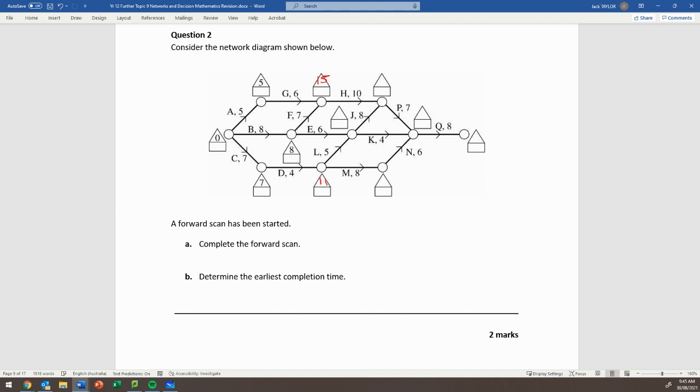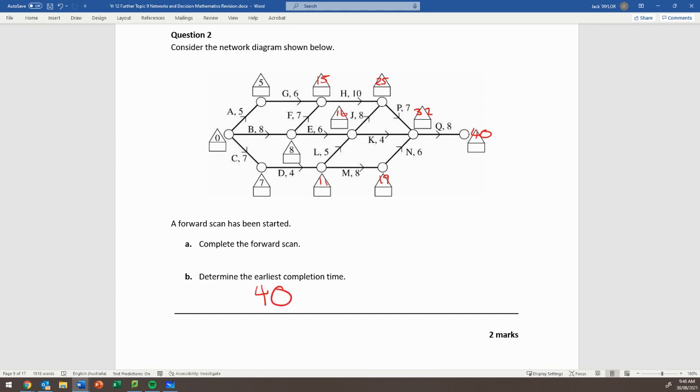This would be 11. This would be 16, the 11 plus the 5. Up here would be 25, 15, and 10. Down here would have to be 19. Here would have to be 32, which is on 40. So that's the completed forward scan. The earliest completion time is 40.